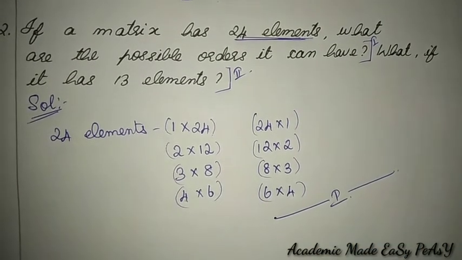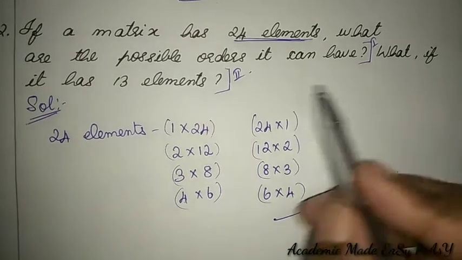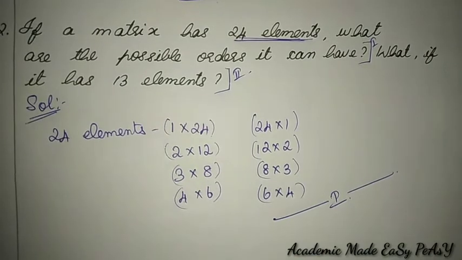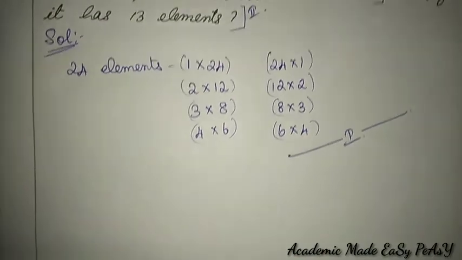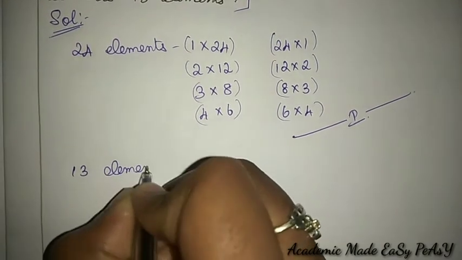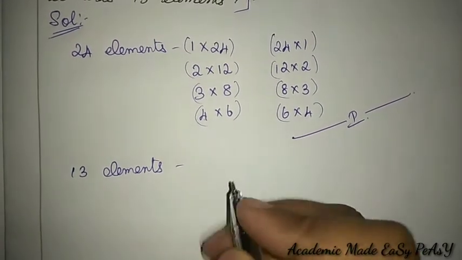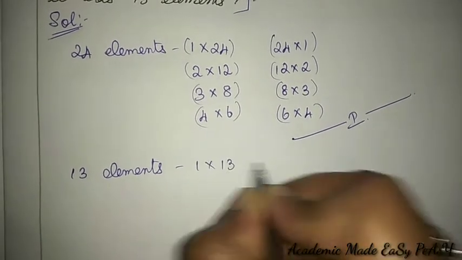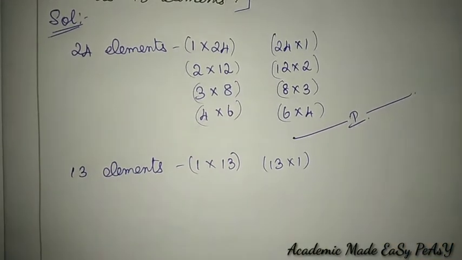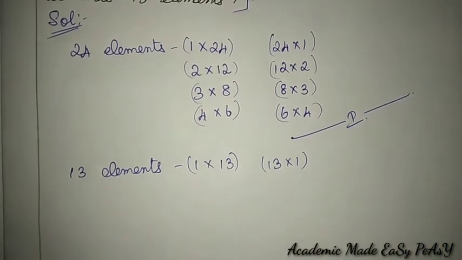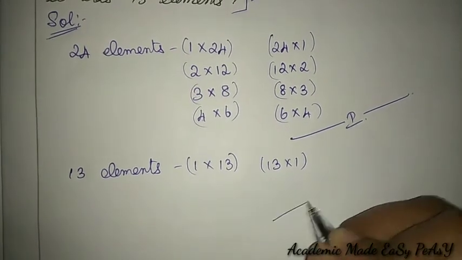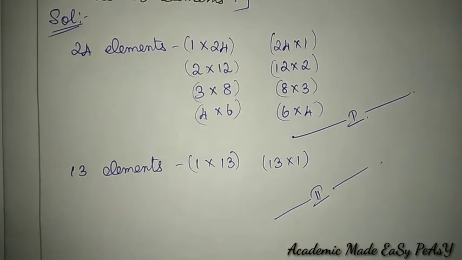So now we have to move on to the second part, isn't it? What have they asked in second part? If it has 13 elements. The same thing, but they have asked for 13 elements. So when it is 13 elements, 13 comes under only one table and 13 table itself. So only these two are the possible orders. 13 is a prime number. Then it is multiplied only with 1 and itself. So therefore from here till here, second part also is over.